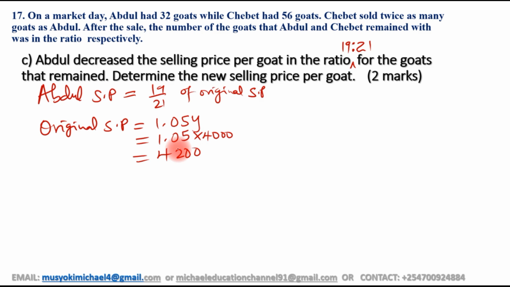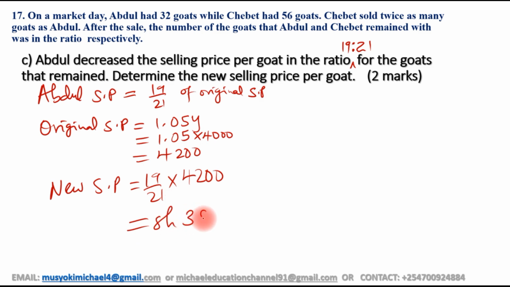So the new selling price, which has now reduced, will be 19/21 of the original selling price, and the original selling price is 4,200. So if you work it out, we get 3,800 shillings. So that is about question 17.